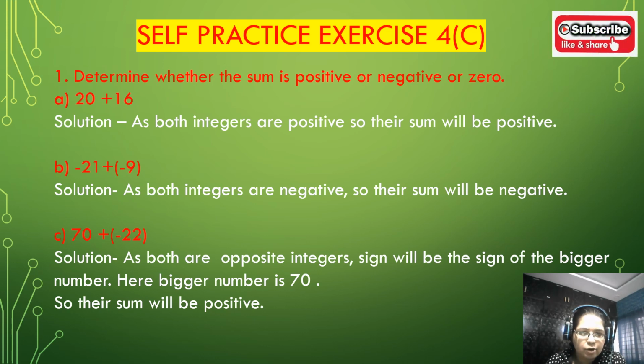C. 70 plus minus 22. Both are integers of opposite sign, so the sign will be the sign of the bigger number. Here the bigger number is 70. 70 is greater than 22, and the sign of the bigger number is positive. 70 is a positive integer, so their sum will be positive.